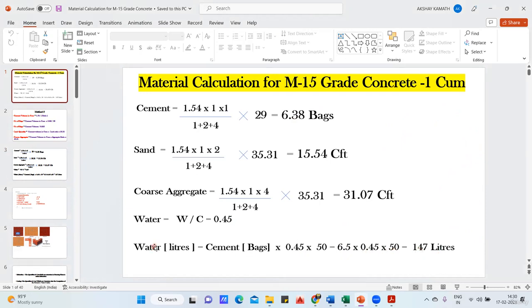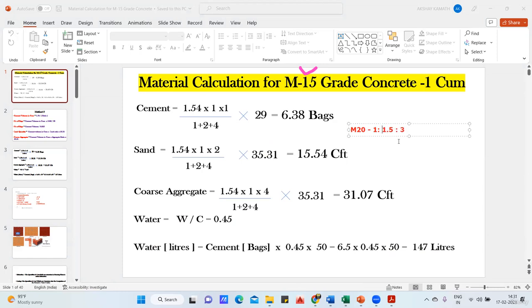This much is understood. So this is how the material calculation has to be done. Try to practice up to here and try to understand. I'll give you one more assignment. I have explained it for M15, but you do it for M20, where the ratio is 1 is to 1.5 is to 3. Try to do it for 1 cubic meter.